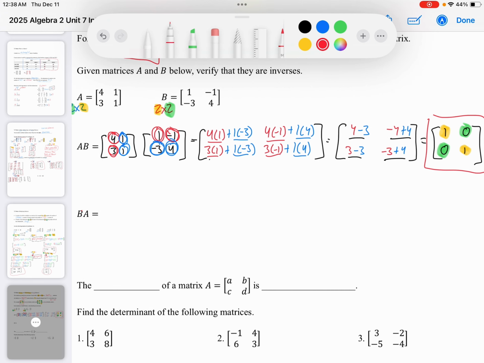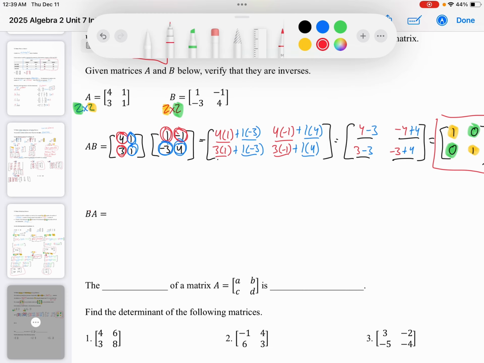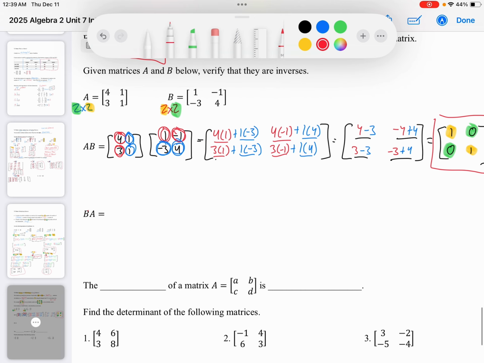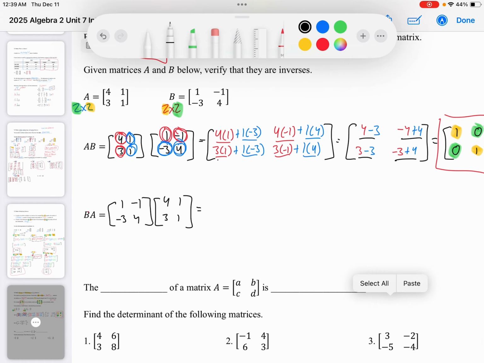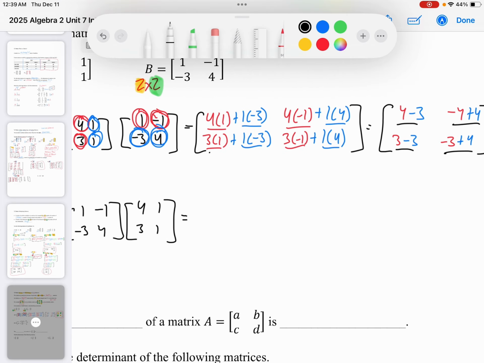To make sure, we should check that B times A also gives me the identity matrix. So when we multiply, instead of A times B, if we multiply B times A, we should also get to this identity matrix. So B is the matrix 1, negative 3, 4. And then A is the matrix 4, 1, 3, 1. So let's make sure that if we switch the order of things and multiply them together, we still get this identity matrix.